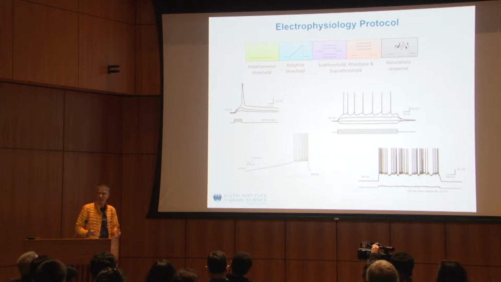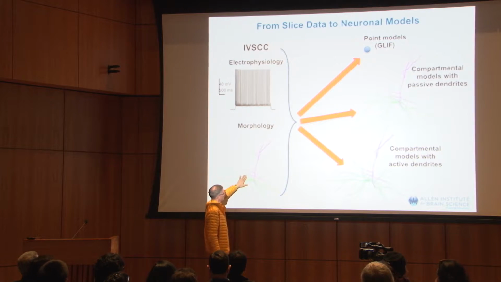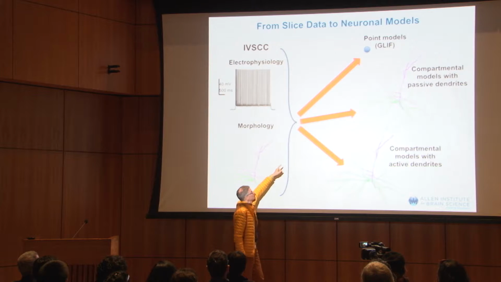And so we have a standard protocol that we use to characterize a cell in this somewhat artificial condition called a brain slice, where we inject current steps and ramps and white noise and pink noise and all sorts of things to characterize each cell under standard protocol. Because then we can build models. We can make models from the electrophysiology together with their shape, I'll show you that in a second.